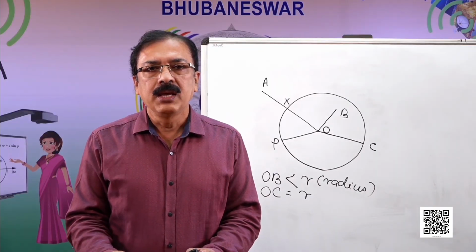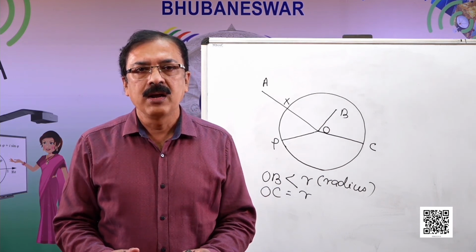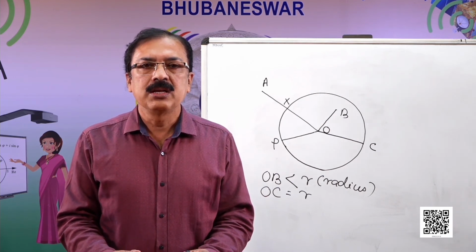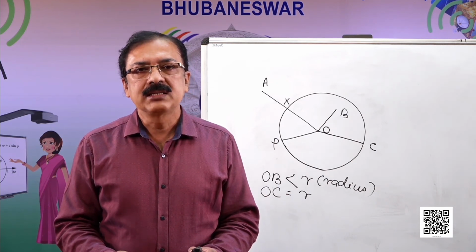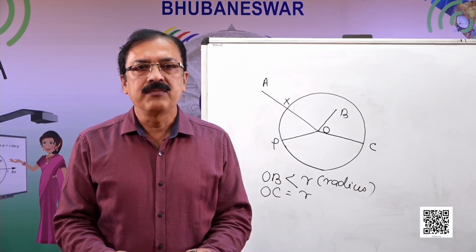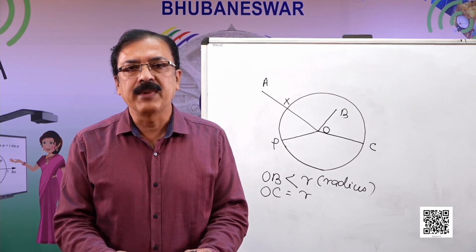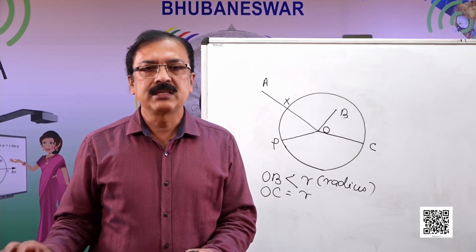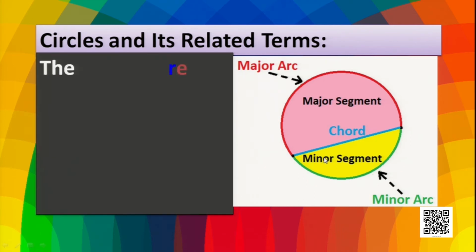Definitely, if the endpoints of a chord are not considered, all other points of the chord always exist in the interior of the circle. Now you see what a segment is. Here we can see a chord, and this chord divides the whole circular region into two parts. So what are they?